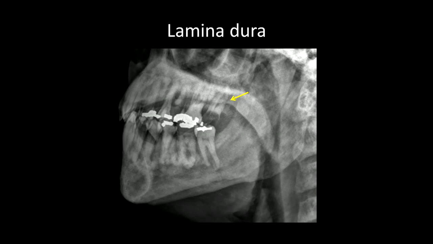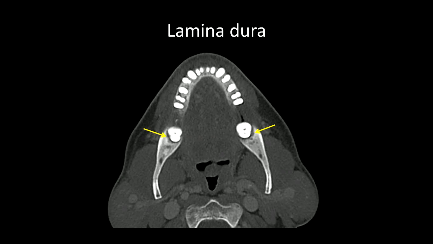Lamina dura is the interface between the teeth and the mandible. It is cortical bone, and in patients with secondary hyperparathyroidism, that cortical bone that is partly responsible for holding the tooth in place, for forming the socket of the tooth, gets eroded. It's difficult to see on this plain radiograph, but if we look at the CT, the yellow arrows are pointing to the resorption of the lamina dura around the teeth. Another classic, although not a very common finding, of secondary hyperparathyroidism.